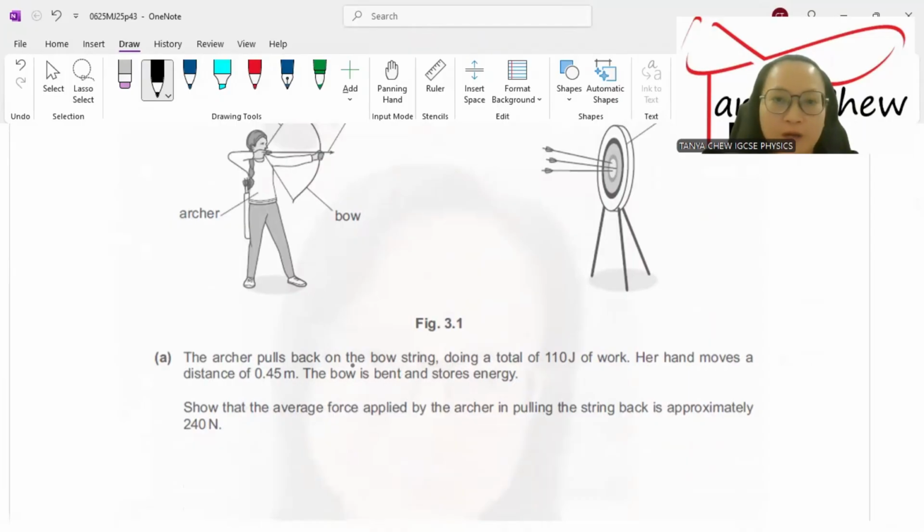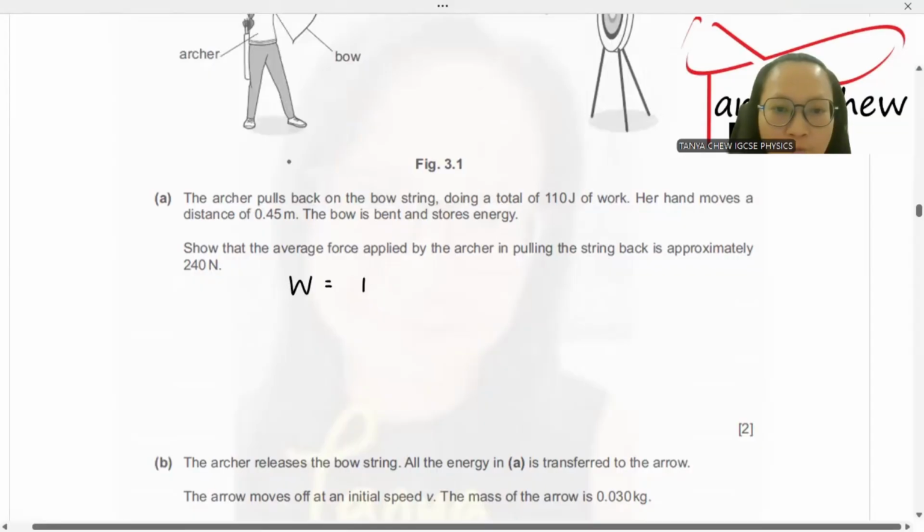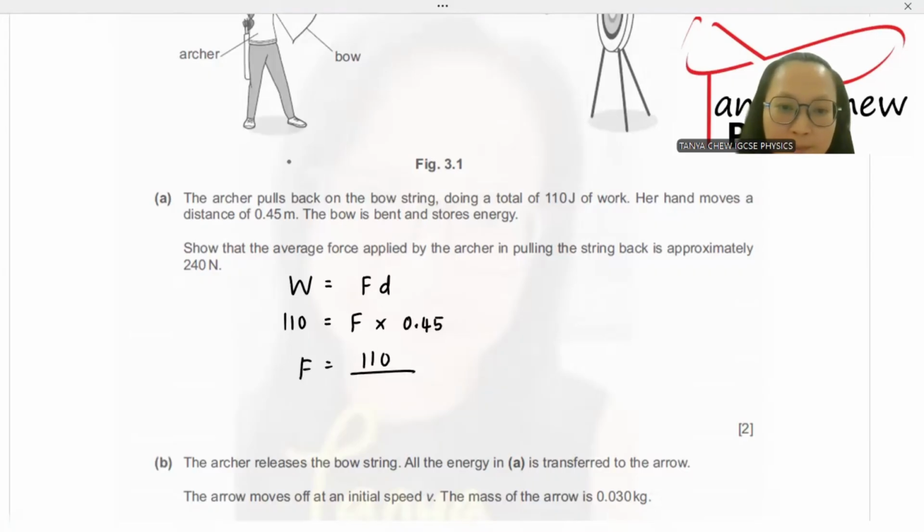Since the work is given, I'm going to use the definition of work to solve this. Work is equal to force multiplied by the distance moved in the direction of force. Work is given, which is 110. Force, I don't know, but the distance moved in the direction of force is 0.45 meter. Therefore, force is equal to 110 divided by 0.45. And the value that I got was 244.44 Newton. And I round it off to 240 Newton.